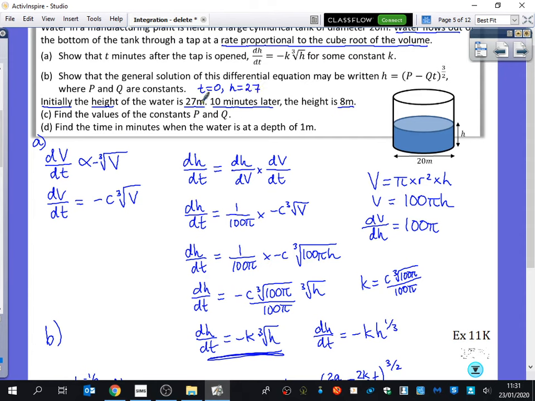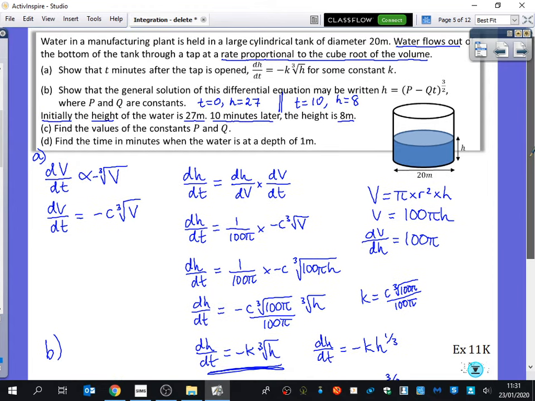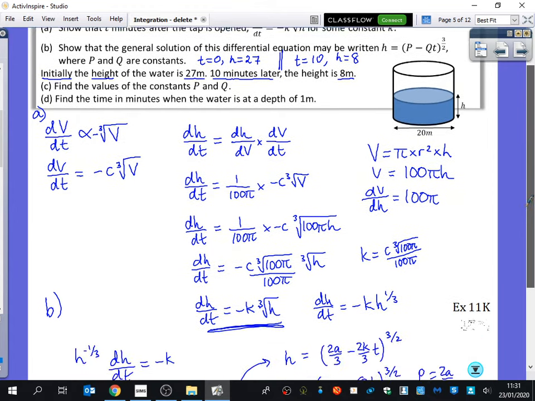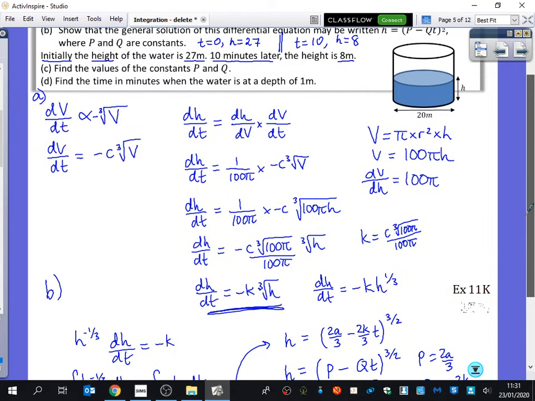Look out for units. This is all in meters, but the exam board is so evil. They will give you a question that halfway through is meters, and then suddenly they'll be talking about centimeters. So just look out for it, okay? Then my other piece of information that I've got is when t equals 10, h equals 8. I think it's all in minutes. Everything is in minutes, yeah. You never know, you better check.